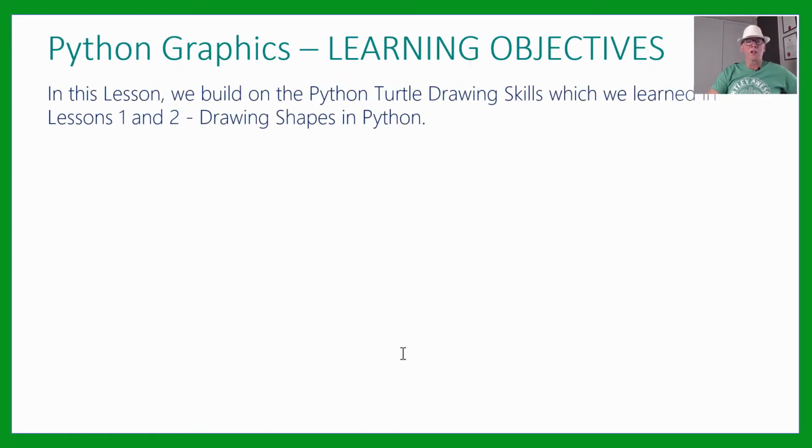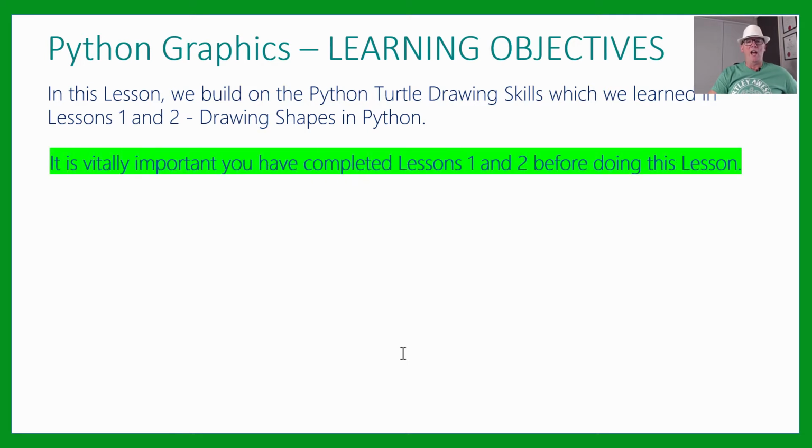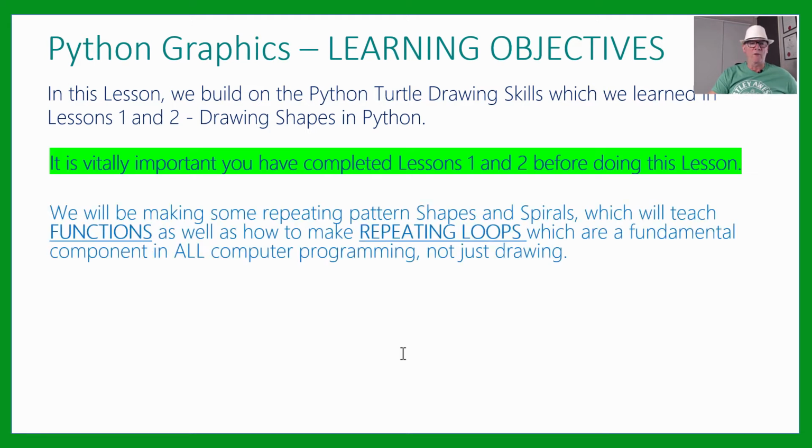Okay, so the learning objectives for this lesson are, you need to have done, like we said, those previous lessons about shapes and repeating shapes. And it's vitally important you've done them, because you won't really be able to understand a lot of the material in this lesson unless you have that background learning from the other lessons.